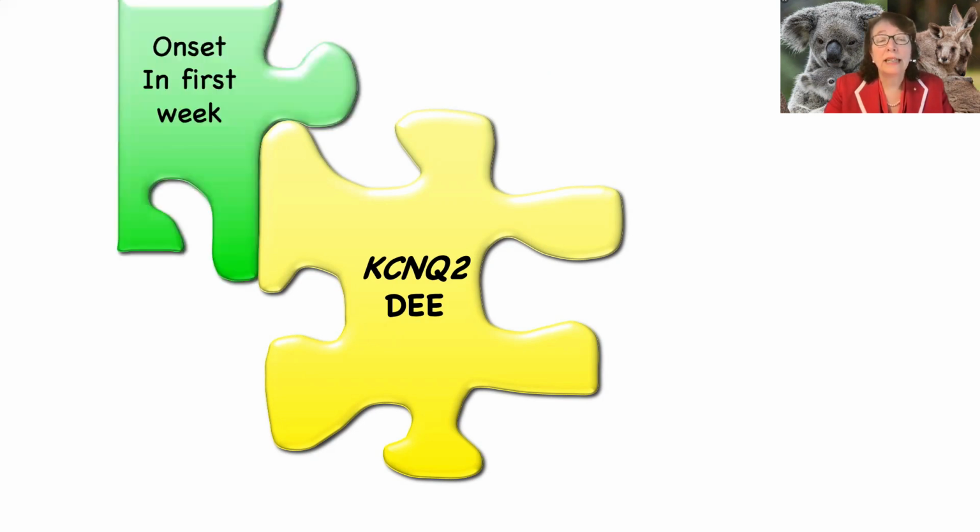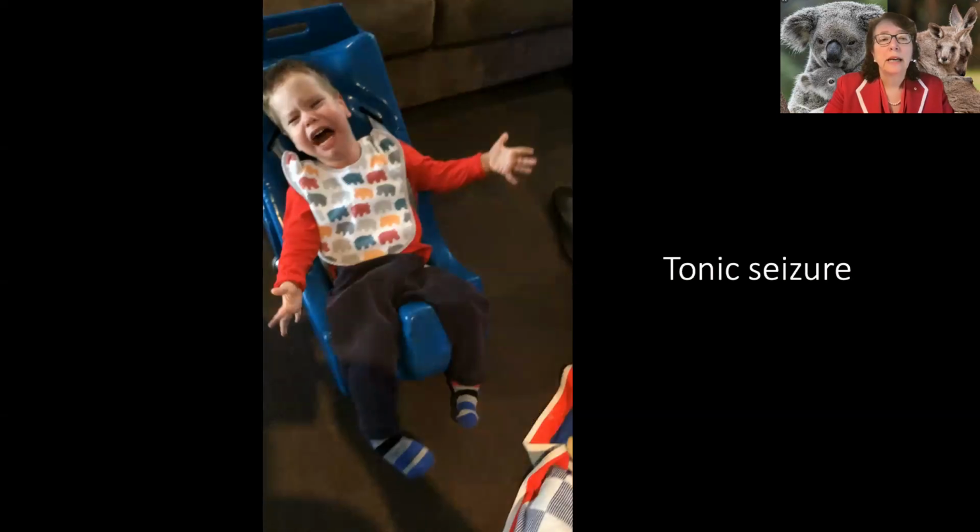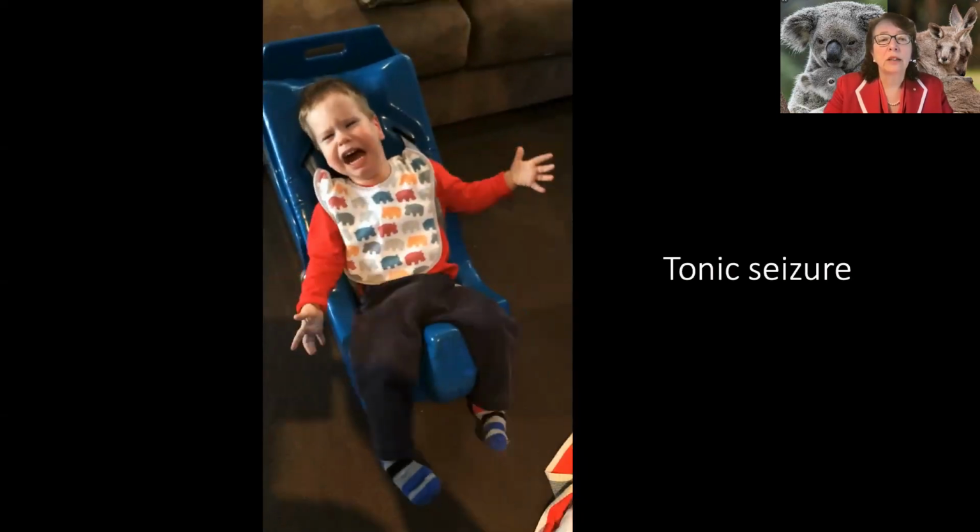So very classically, this begins in the first week of life, and that's long been known with even benign familial neonatal seizures that onset is in the first week of life, or it might be deferred to what should be the first week of life if it's a premature baby. And the baby typically presents with very frequent tonic seizures. And here you see a little boy having a tonic seizure.